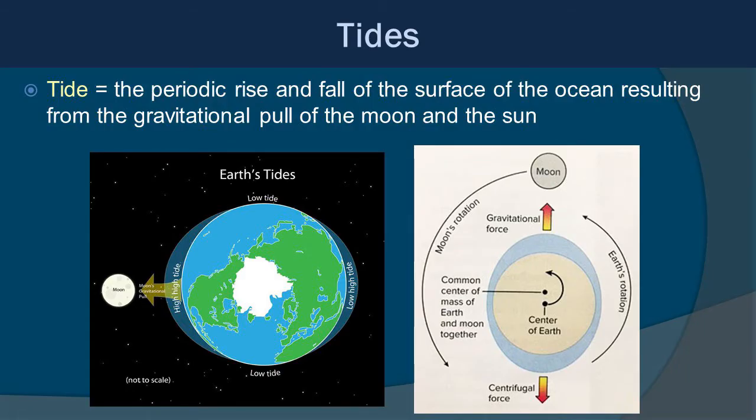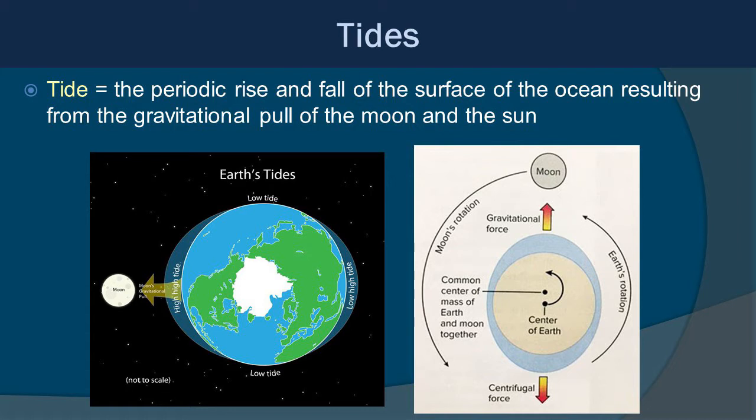So first up are tides. Tides are the periodic rise and fall of the surface of the ocean resulting from the gravitational pull of the moon and the sun. Now, I do have to put a little bit of a point on this because students often get confused. The moon is the major force here, and that isn't because the moon is bigger or somehow has a stronger gravitational pull than the sun. It's because it is closest to the Earth.